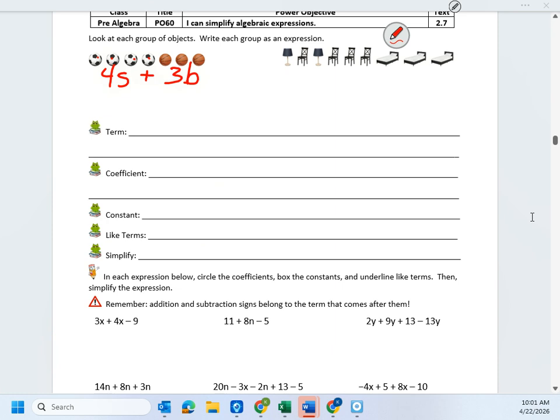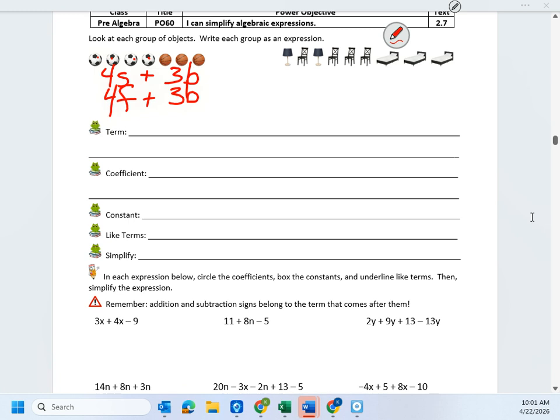Do you have a question, Laura? Mr. Schultz changed it on me. Okay, so instead of soccer balls, you have footballs. So you would write 4F plus 3B. Okay, so he has a newer version out there than my binder that I have. Sorry about that. Still the same concept.